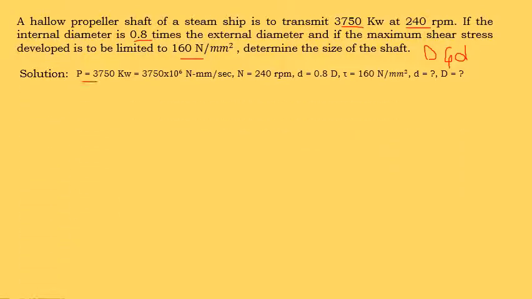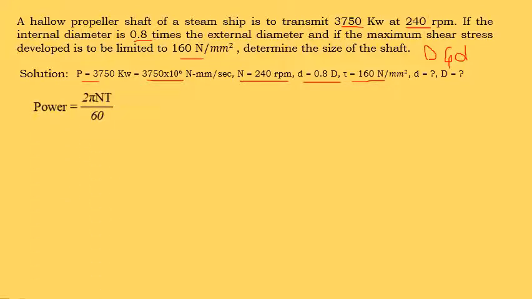So power in terms of kilowatt, we need to convert it into Newton millimeter per second. Therefore 3750 into 10 to the power of 6 Newton millimeter per second, and the speed is 240 rpm. Relation between outer and inner diameter, that is small d is equal to 0.8 times capital D. Maximum shear stress given, tau is equal to 160 Newton per millimeter square. So we need to find small d and capital D.